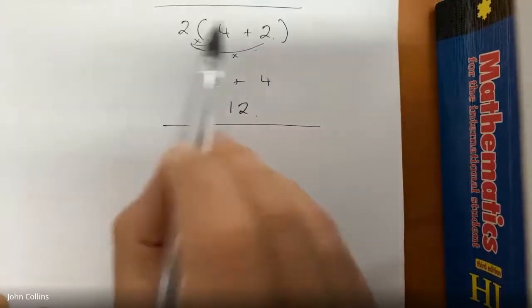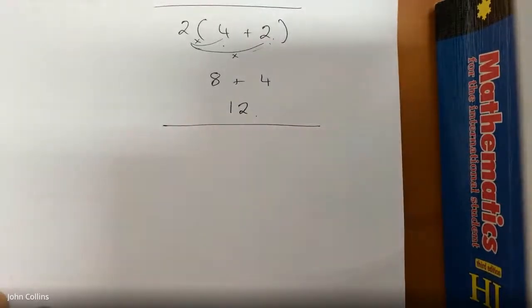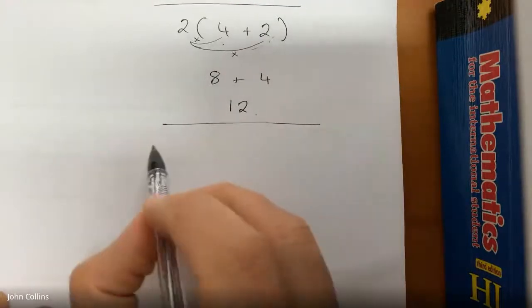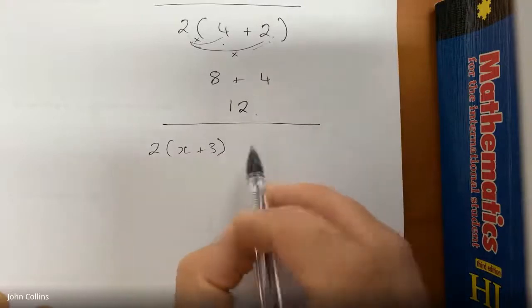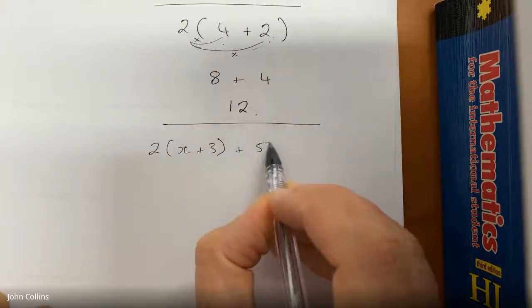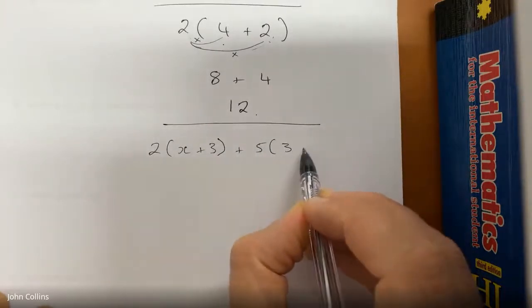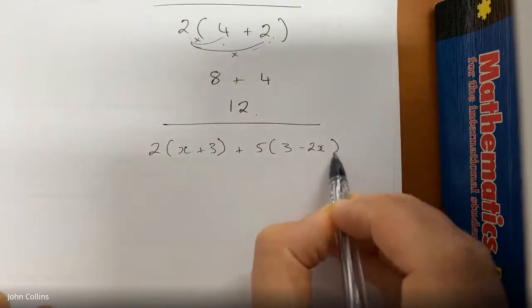The reason for the distributive rule is, of course, in algebra, we often cannot add these 2 together. So we have to multiply without the ability to add or subtract inside the brackets. So an example for that would be something like 2 times x plus 3 in brackets plus 5 times 3 minus 2x, something like that.